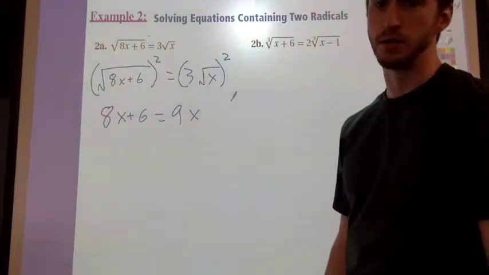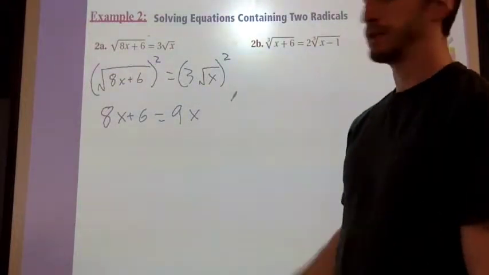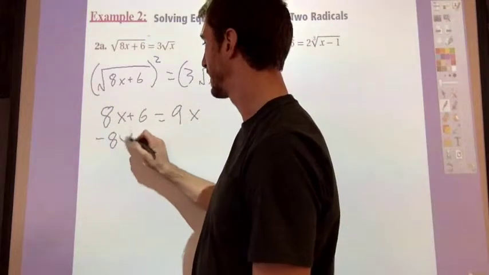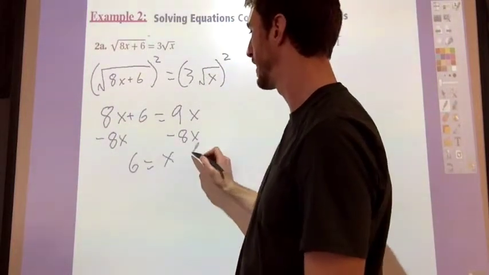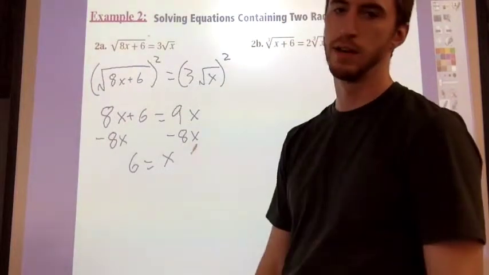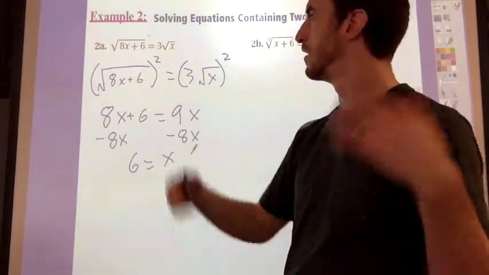Now I want to combine like terms, so I'm going to subtract this 8x from both sides, and I get 6 equals x, x equals 6. We're all happy.